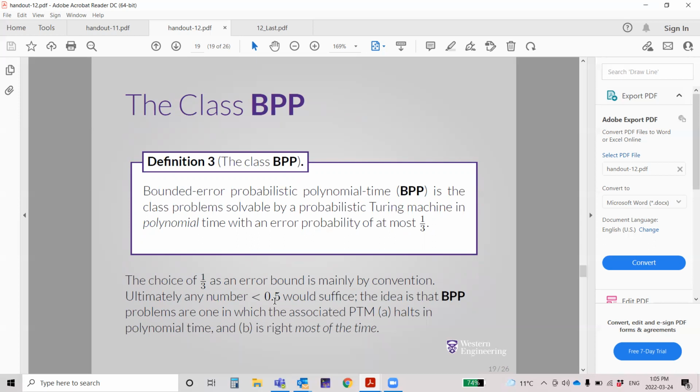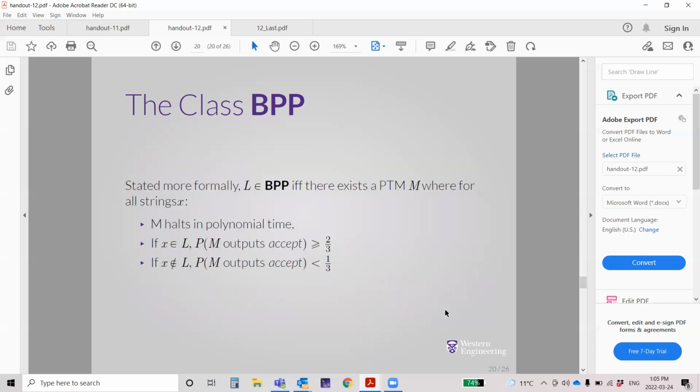The idea of a BPP problem is one in which an associated probabilistic Turing machine halts in polynomial time, and the answer is right most of the time. So the path that we pick randomly is right most of the time. Those are the assumptions, and it will halt in polynomial time, which is not always the case. It's by chance.